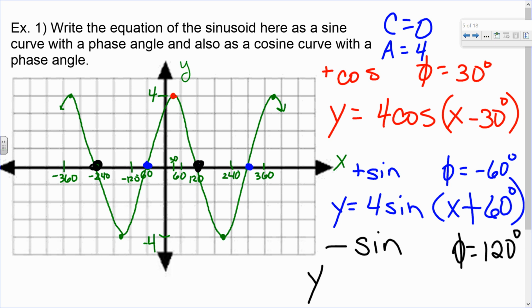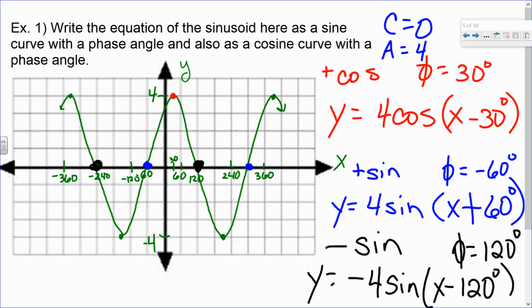So the equation becomes y equals center line 0. We're doing a minus sine graph, so minus 4 sine x minus 120 degrees. Minus means a shift to the right. Minus sine graph shifted to the right 120 degrees. And we could also do a minus cosine graph or equation for this.